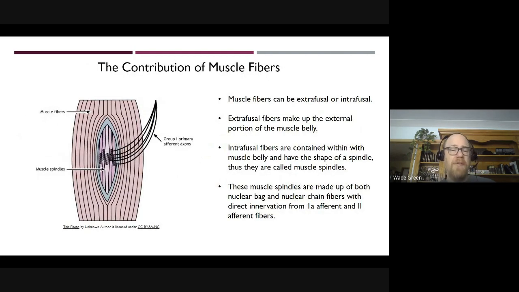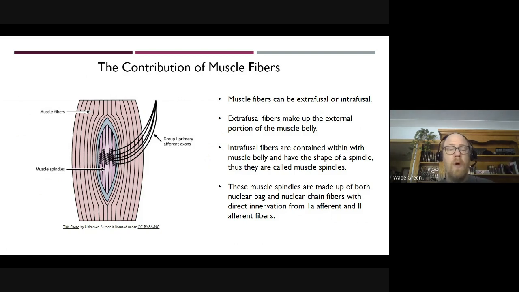Okay, muscle fibers. And if I'm going too fast, guys, please stop me. It's easy to get into the weeds and super granular on this, but we'll just stick to the basics. If you have questions, please let me know.